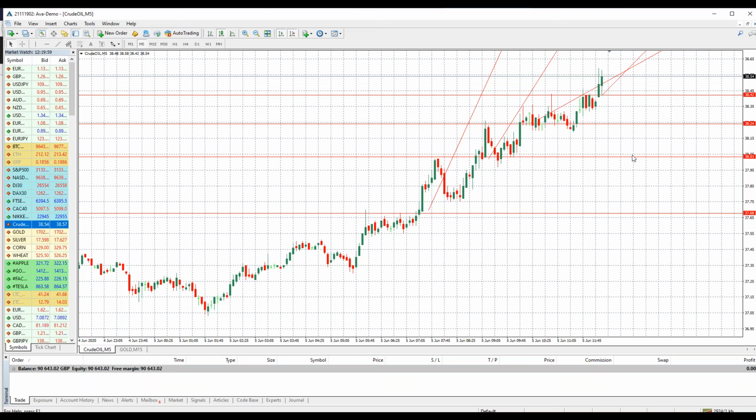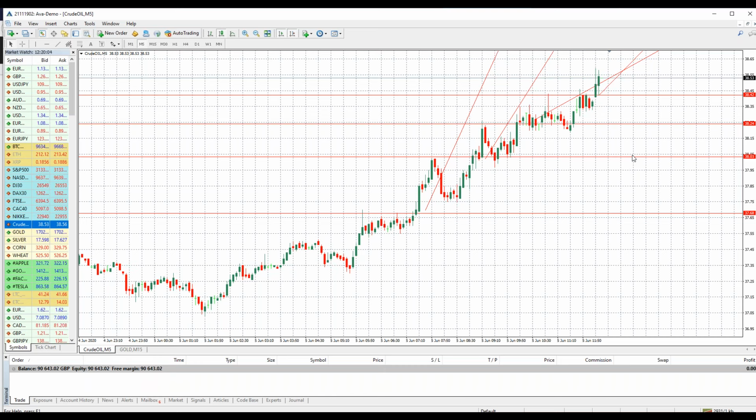All right, so that could have been a very nice move on oil, and it was very easy to read with what the momentum has been today.